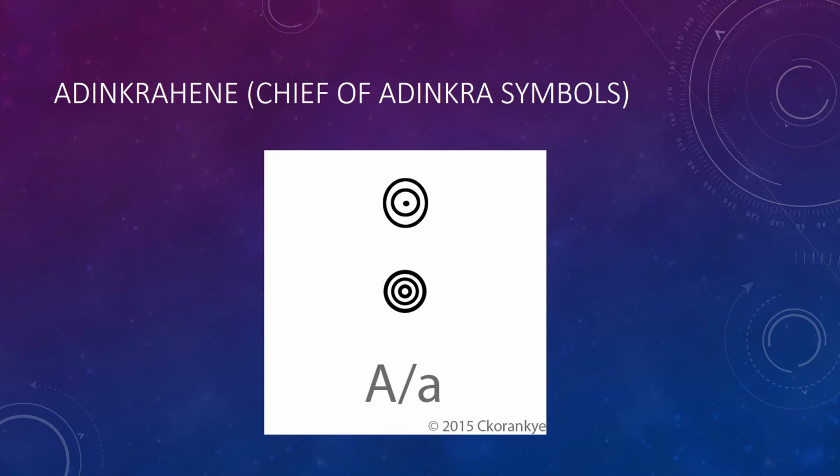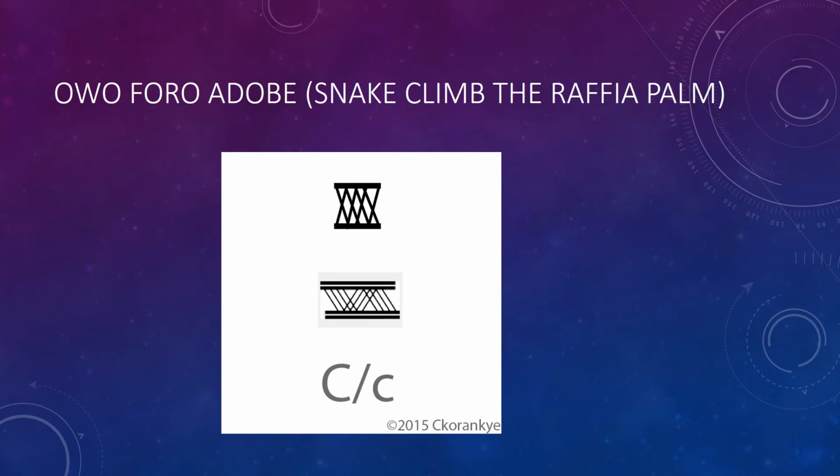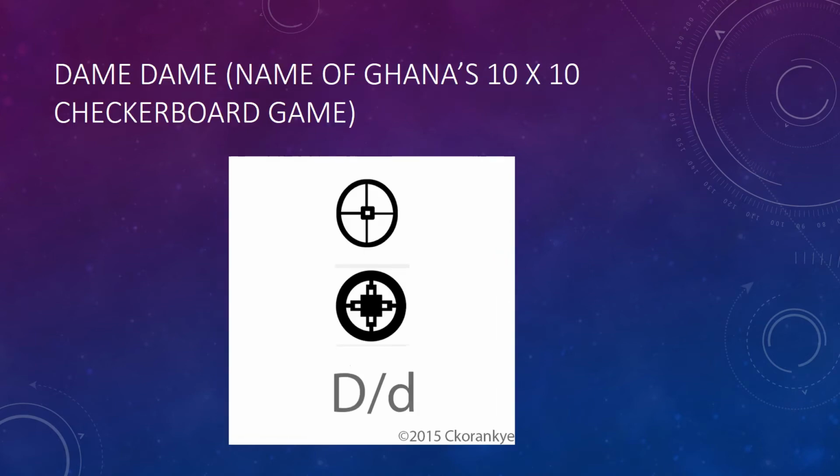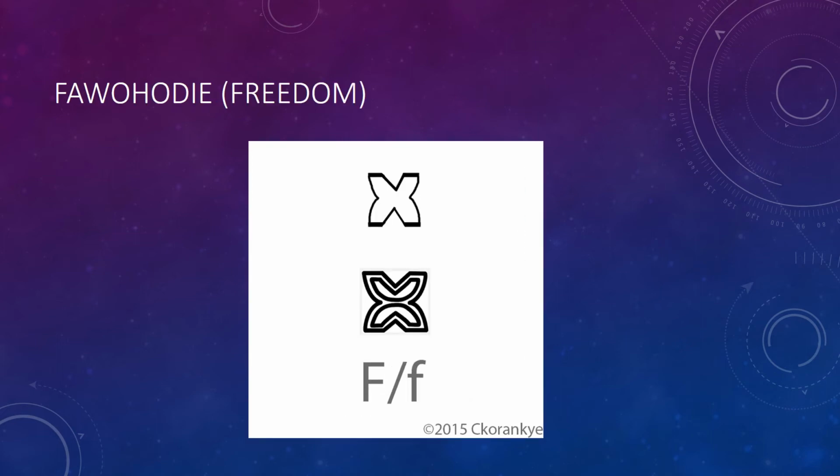So this is Adinkra Hene, chief of Adinkra symbols, and it is assigned to the letter A. Bi Nka Bi, bite not one another, is assigned to the letter B. Owofro Adobe, snake climbs the raffia palm, is assigned to the letter C. Dame Dame, name of Ghana's 10x10 checkerboard game, is assigned to the letter D. Eban or fence is assigned to the letter E. Fihankra, freedom, is assigned to the letter F.